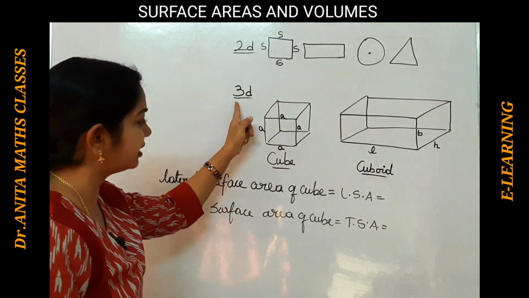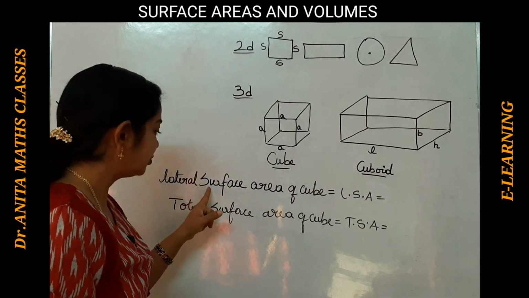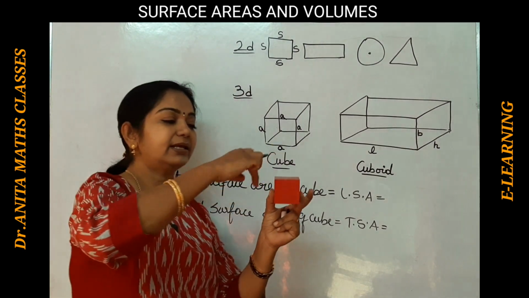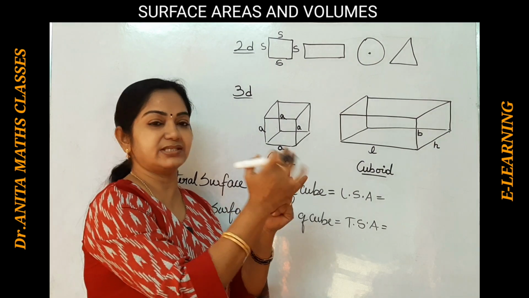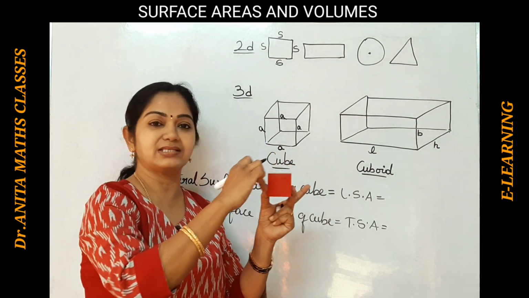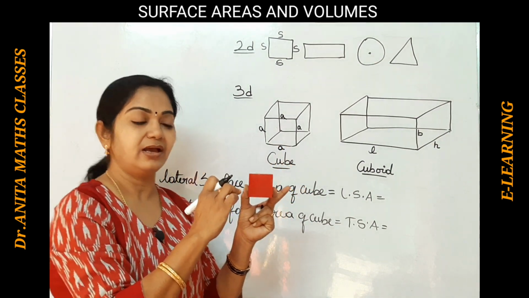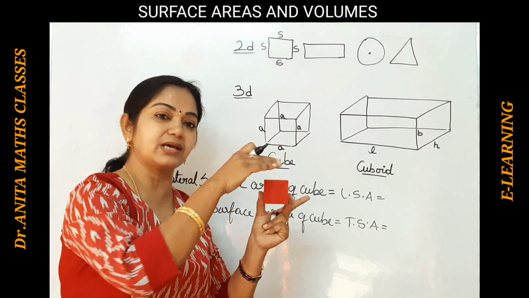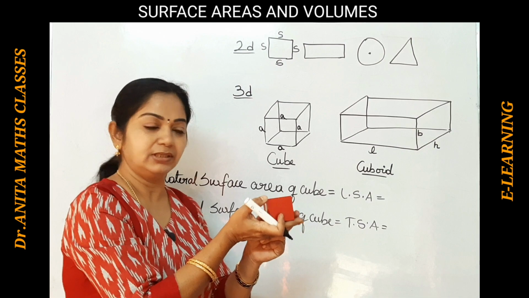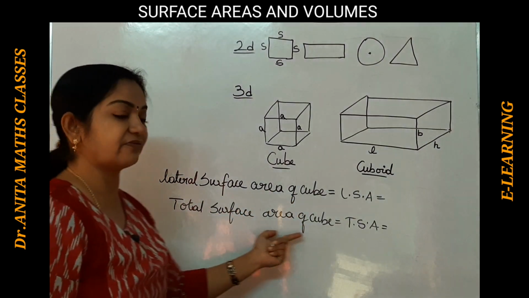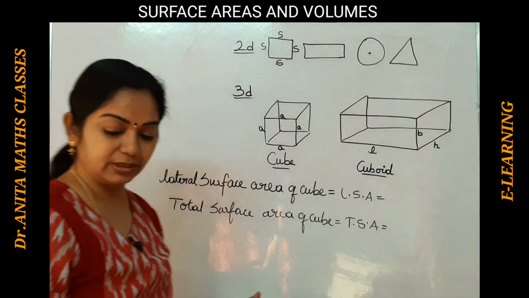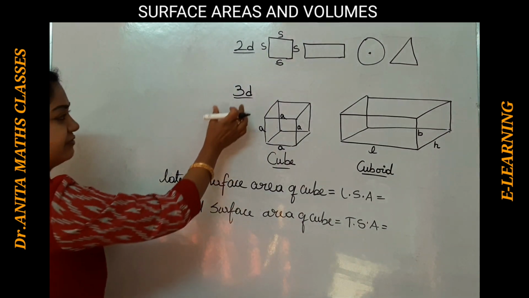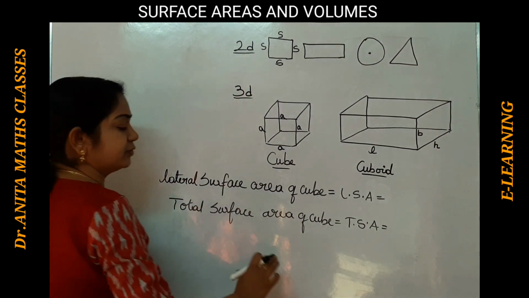But in the case of 3-dimensional figures, we do have 2 areas. When you are calculating the 4 faces, that is called lateral surface area. Now when you are calculating the complete thing, that is 4 faces along with the top and the bottom, that is called the total surface area of a cube, right? Specifically in 3 dimensions only, we do have 2 surface areas.